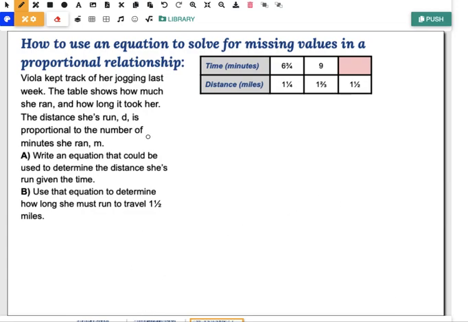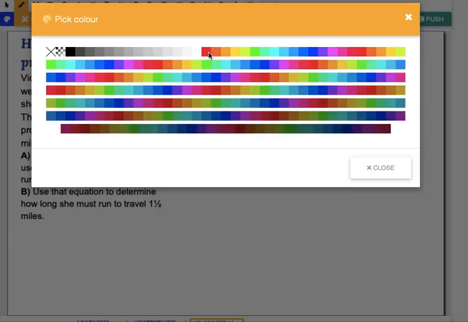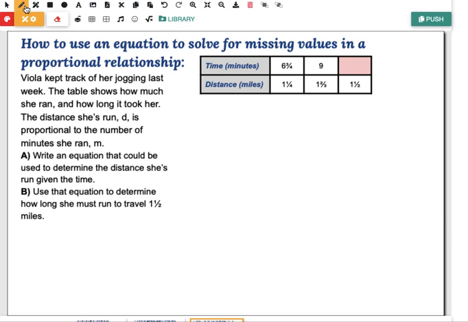So, a couple of things to note is that it already tells you that this relationship is proportional. And you know that the distance D is proportional to the minutes that she ran, and that's represented by M. So when you write this, this means that you're going to write D over M.